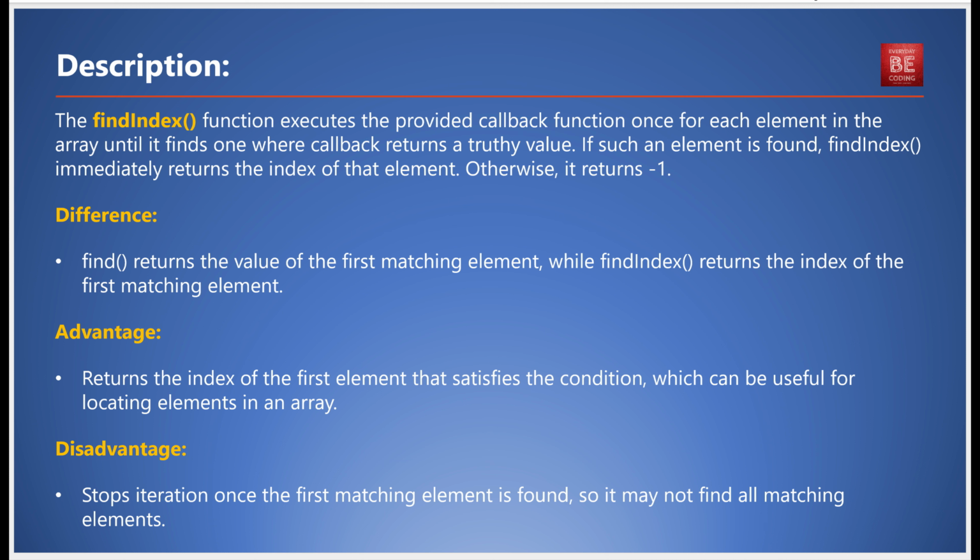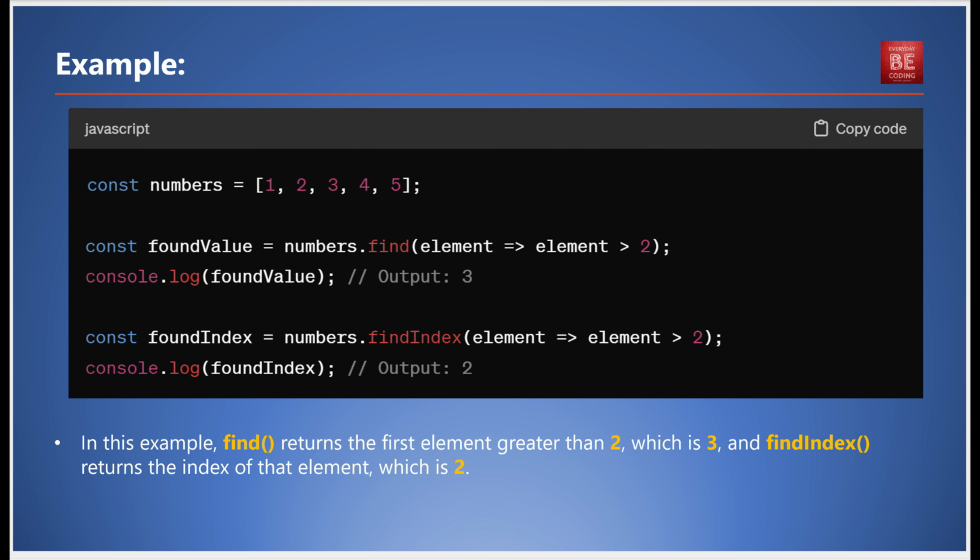However, just like find, it stops iteration once the first matching element is found, which means it may not find all matching elements. For example, if you have an array of numbers and you're looking for the first number greater than 2, find would return the number itself, while FindIndex would return the index of that number in the array.